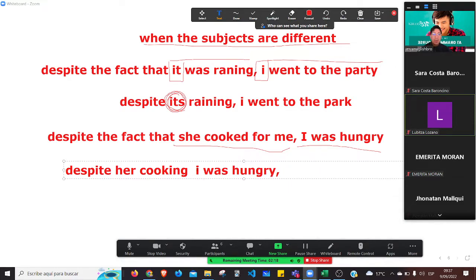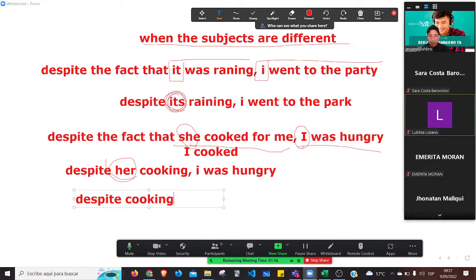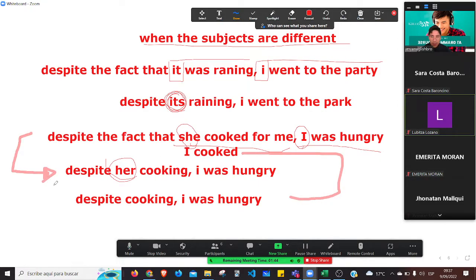In this case, I can drop this one. So you say, despite her cooking, I was angry. Because we have different subjects. We have she and we have I. So you need to write this one, her. In this case, we wrote it. But imagine, despite the fact that I cooked for myself, of course, I was hungry. Of course, it would be despite cooking, I was hungry because the subject is the same. But in the previous one, the subjects are different. So this would be this one, and this would be this one. Did you understand? Because I have a lot of exercises and we can practice. You got it?